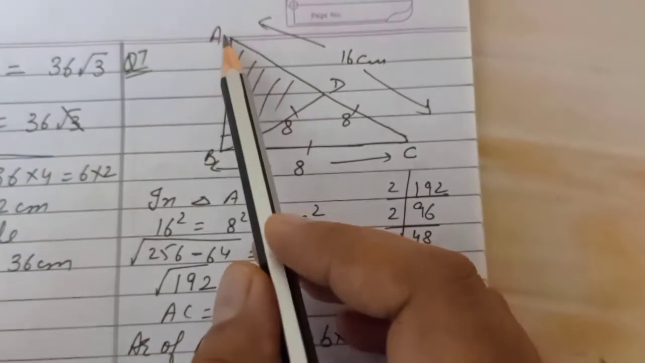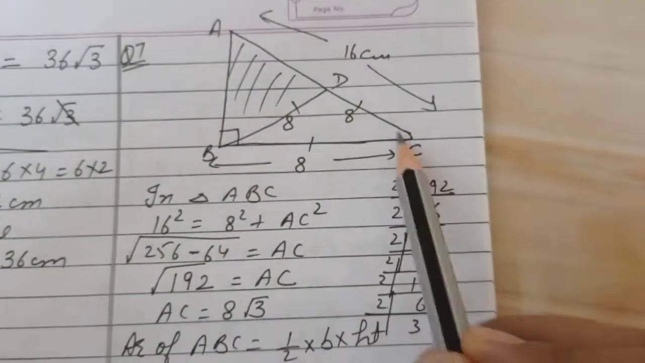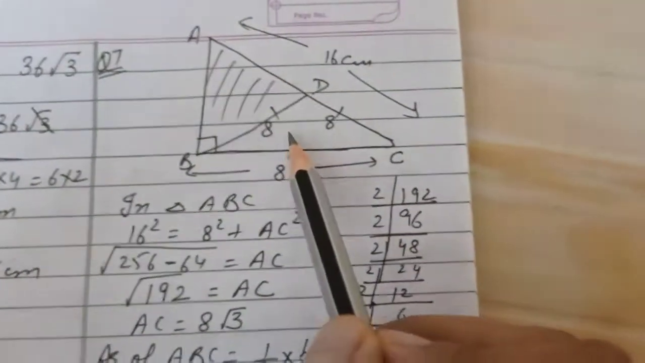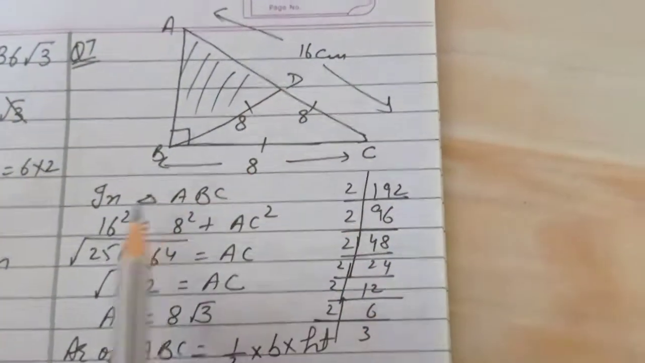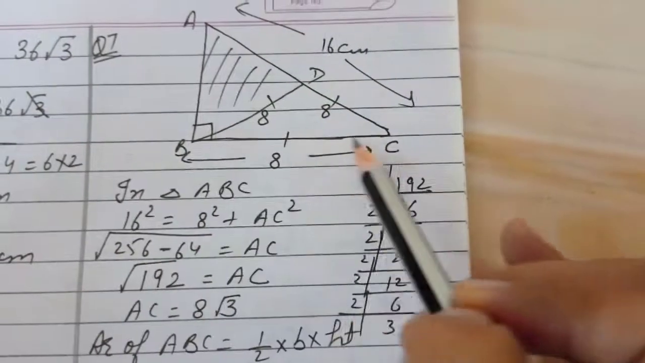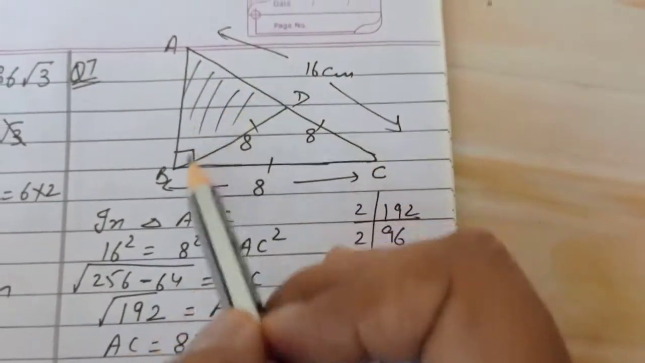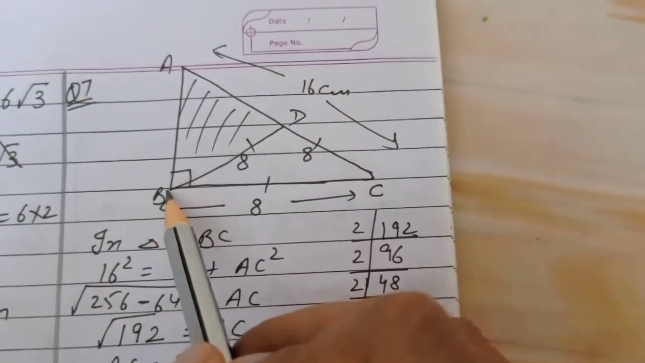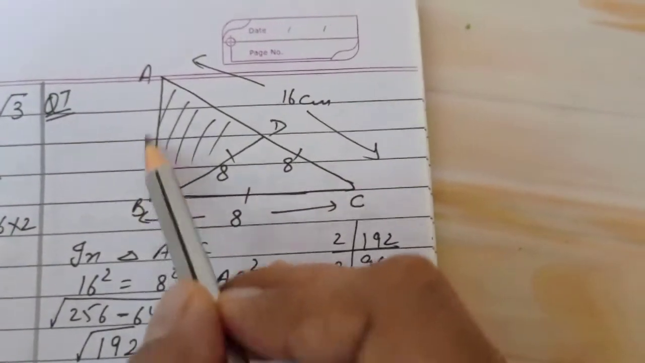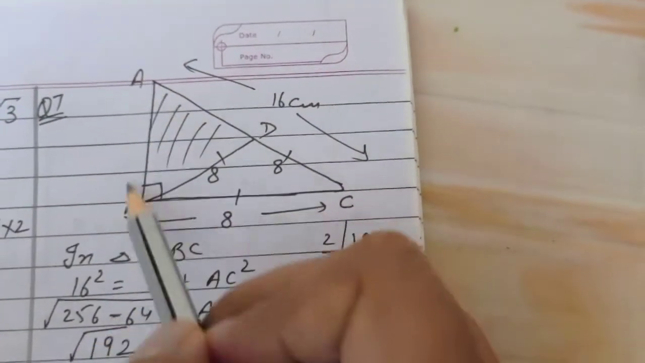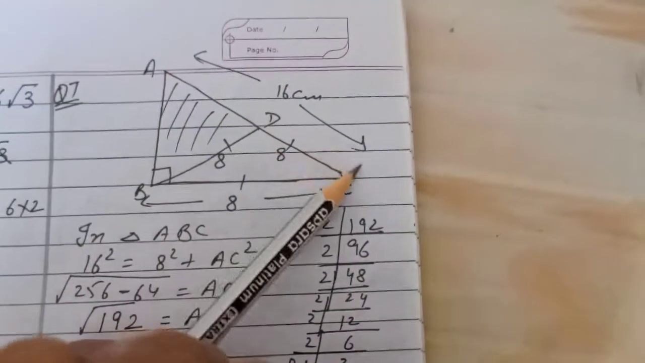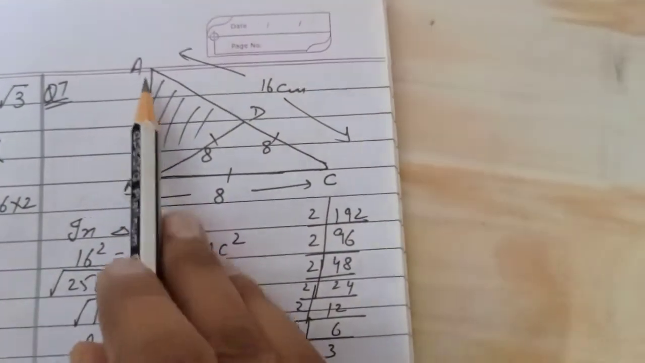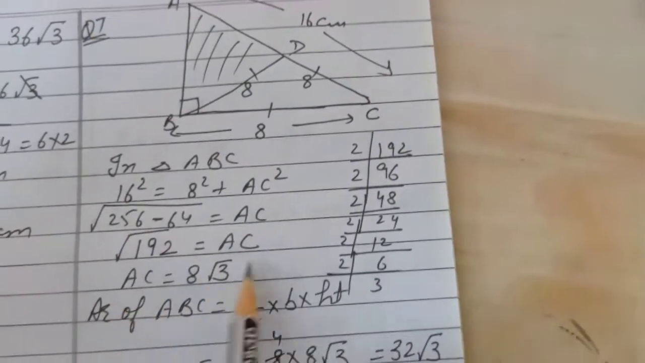How we can find shaded portion? We can find area of the full triangle. We'll find out first, minus area of equilateral triangle. We are left with shaded portion only. So in full triangle, how we can find out area? By applying the formula half. Base I am having but height I am not having. So let's find out height first by using Pythagoras theorem. Because this side is 16, this is 8, this third side I can find out using Pythagoras theorem.